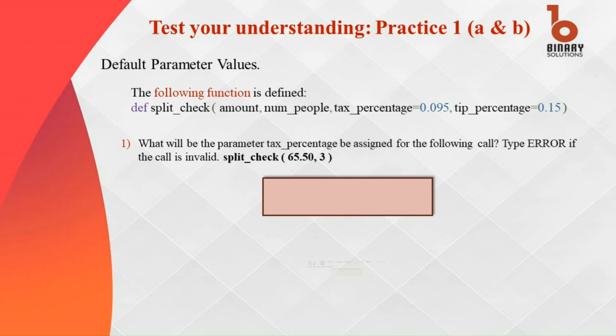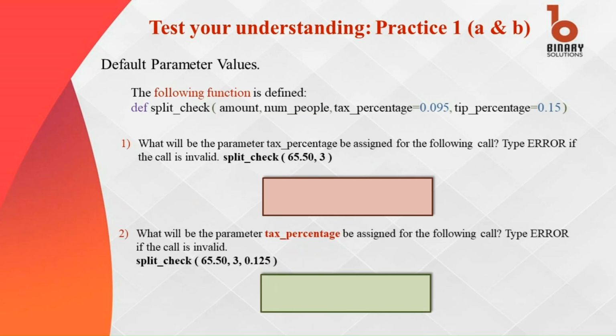Could there be an error in this call? Here's your second question. If you call the split check function like this, split check, what value will the tax percentage parameter be assigned? Take a moment to review your answers and reflect on how well they align with the concepts you've learned.